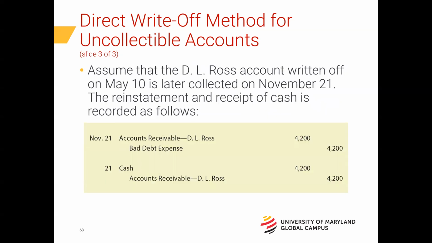Then all of a sudden, our customer shows up. It's almost 6 months later, but he showed up. Okay. So I'm like, great. Ross, where you been, man? I've been trying to collect from you since May 10th. It's now November 21st. So he finally pays us. So we reinstate his account. It's very simple to do that. You just reverse the entry.